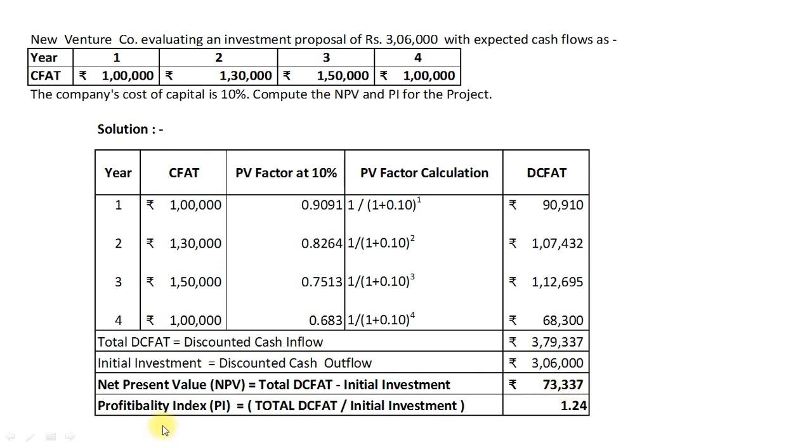So it will be 73,337. And next we will calculate profitability index, that is PI, which is equal to total discounted cash flow after tax divided by initial investment, that is 3,79,337 divided by rupees 3,06,000. So it would be 1.24. That's all. Dear students, like this we can calculate net present value and profitability index for the project.